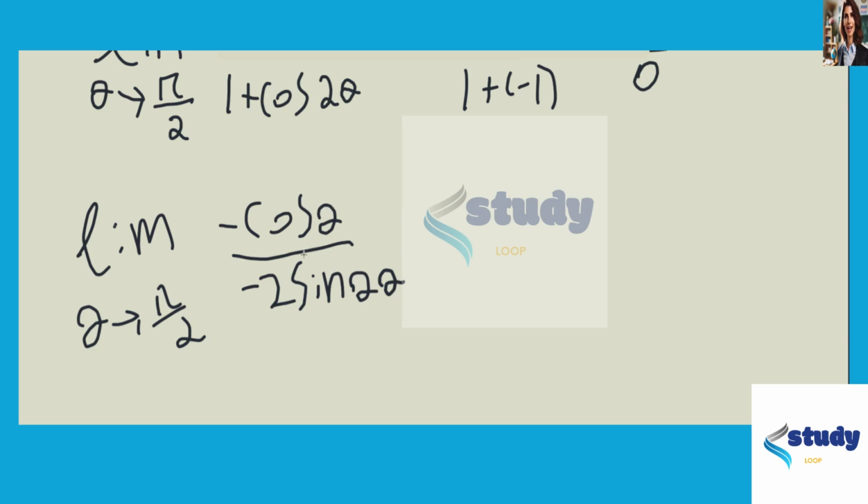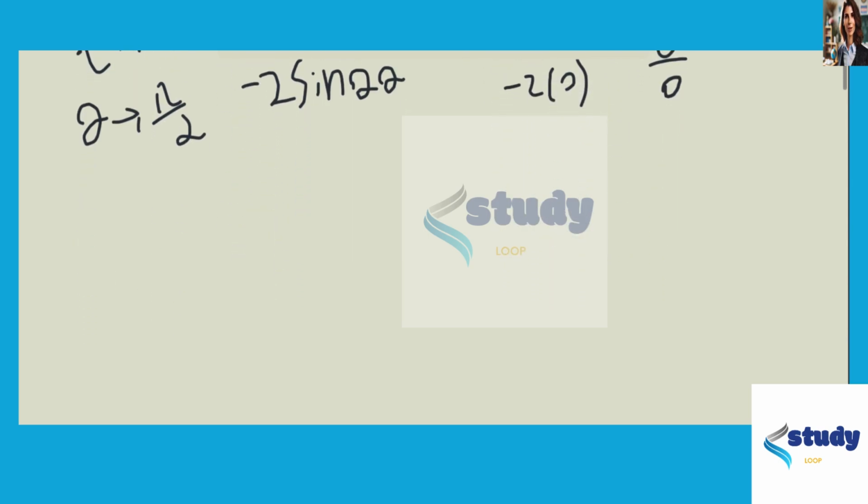And then going ahead and taking the limit here, well, putting in pi over 2, we have negative cosine of pi over 2. That's going to be just negative 0. So we get negative 0 divided by, in the bottom, what do we have? We would have negative 2 times sine of 2 times pi over 2. That's just negative 2 times sine of pi, which is negative 2 times 0. So again, we get 0 over 0.